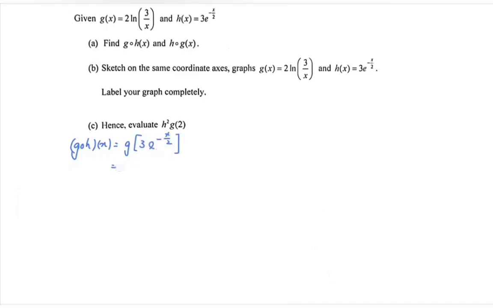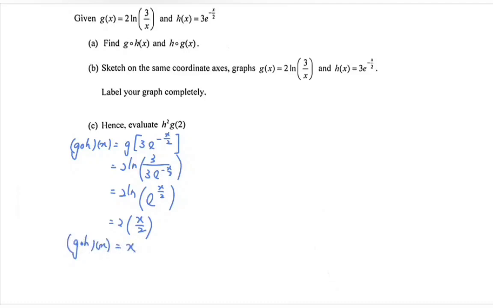Kindly substitute the situation into the g. So we have 2 ln (3 over 3 exponent negative x over 2). So if we simplify 2 ln, we have the exponent x over 2. So if we simplify ln and e, then we will have 2 times (x over 2). So finally g composed with h, we will have x.